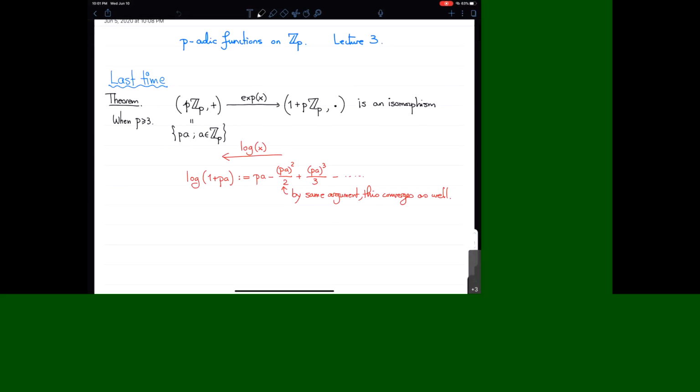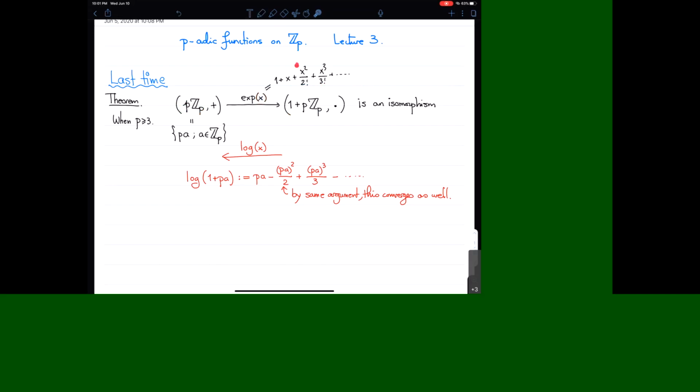Last time we ended with this theorem, where we talk about the p-adic exponential function, where exp of x is defined to be, just like the usual Taylor expansion, 1 plus x plus x squared over 2 factorial, and then go on like this. It turns out if your x belongs to pZp, then this infinite series will converge to a p-adic number.